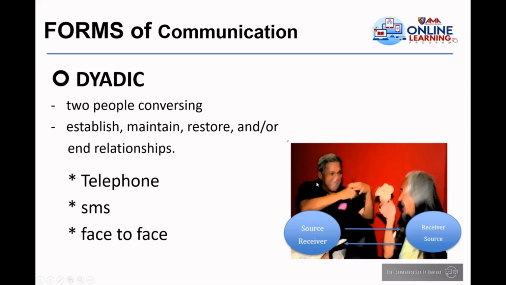Okay? So in this illustration, there is a sender and the receiver. The sender is the source of the information, the receiver is the receiver of the information, and there will be changing of roles between the sender and the receiver. After the receiver receives the message of the sender, the receiver will become the source of the message, and he or she will give feedback. So cyclical yan. That's why dyadic, or two people conversing ang ibig sabihin ng dyadic form of communication.